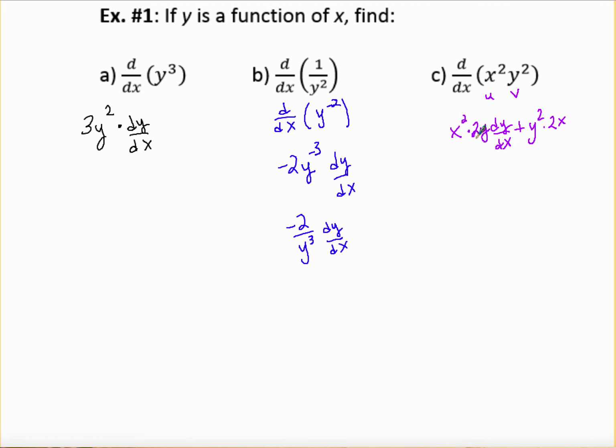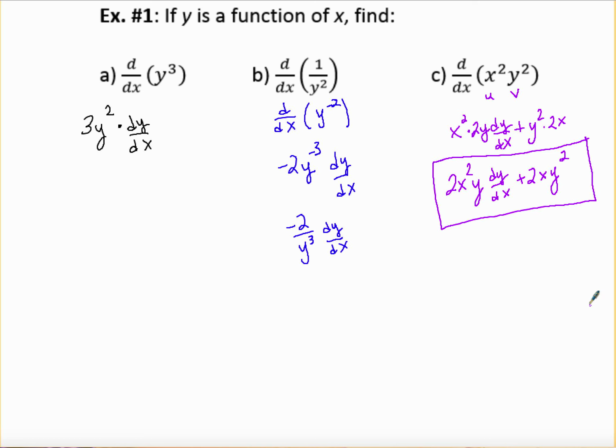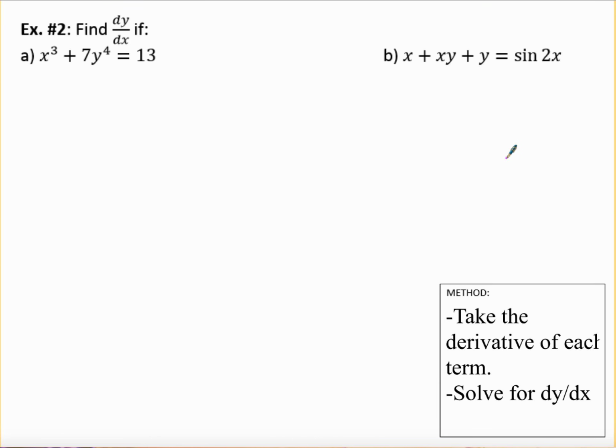I've got x squared times 2y, so that's going to be 2x squared y dy/dx. And then y squared times 2x is 2x y squared. I like to keep them in the proper order. And there we go. So the only difference is when you take a derivative of a y, you're going to slap that dy/dx right on there. Not too bad. So let's try example number 2.